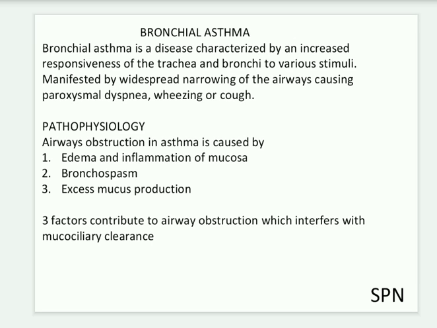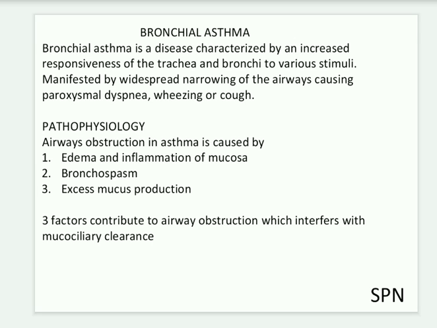Its pathophysiology: airway obstruction in asthma is caused by edema and inflammation of the mucosa, bronchospasm, and excess mucus production. So these are the three factors that contribute to the airway obstruction, which will interfere with mucociliary function in the lungs.